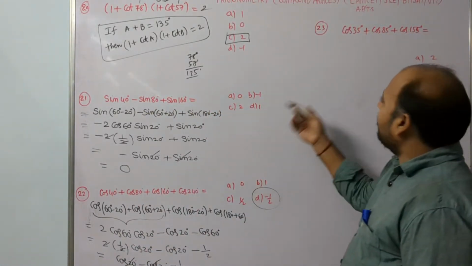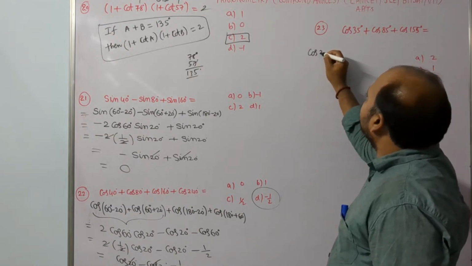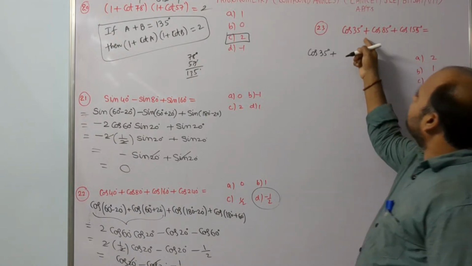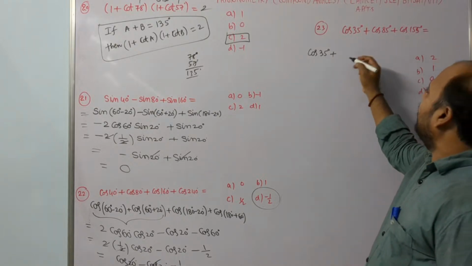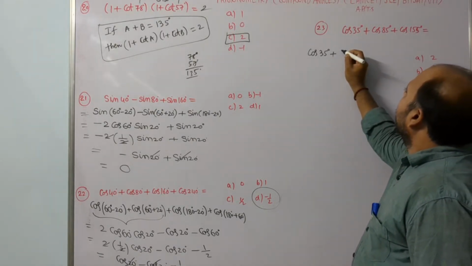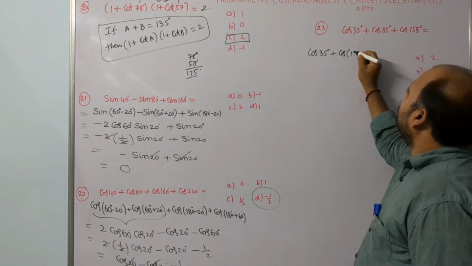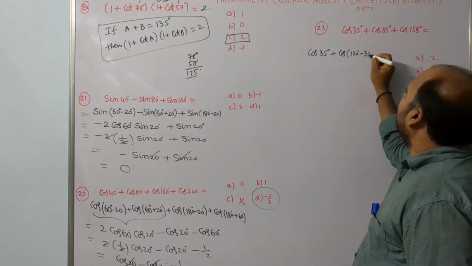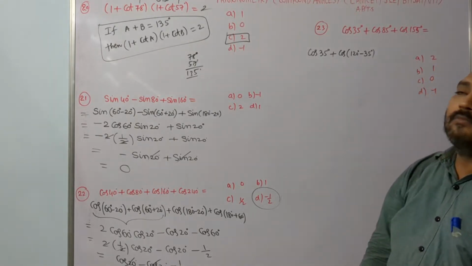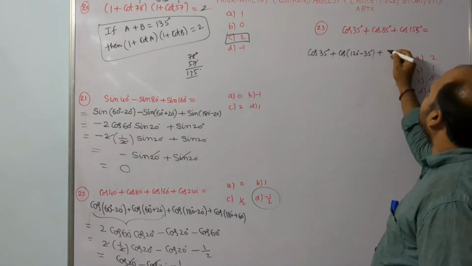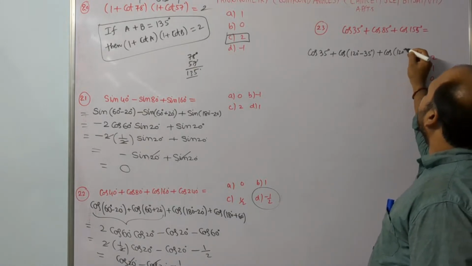This is also the same type of application. Cos 35 degrees plus cos 85. What can we write here? Cos of 120 minus 35, am I right? Plus cos of 120 plus 35.